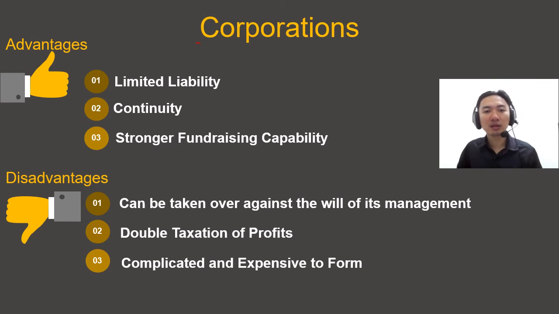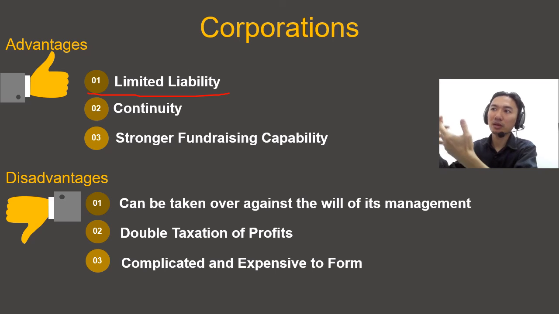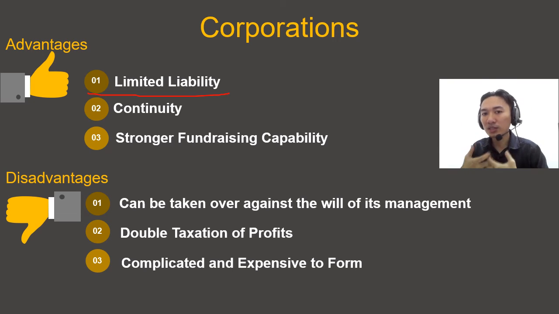Next, we're going to look at the advantages and disadvantages of a corporation. The first advantage of corporation is limited liability. If you are using a corporation, whether it's Sendirian Berhad or Berhad, public or private company, you would have shareholders. As a shareholder, you invest, let's say, 10,000 in a business, and you own 10% of the business, and the business didn't work out. They incurred millions of, say, loss, millions of debts. You as a shareholder, worst case scenario, lose only that 10,000. You don't have to pay for the debt.